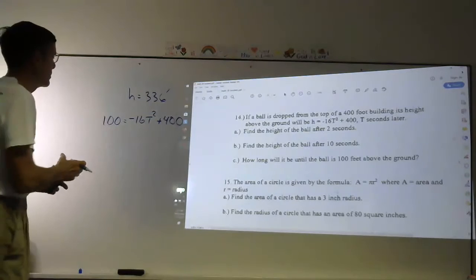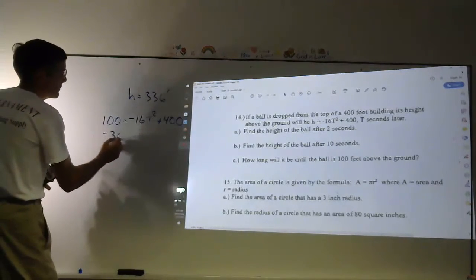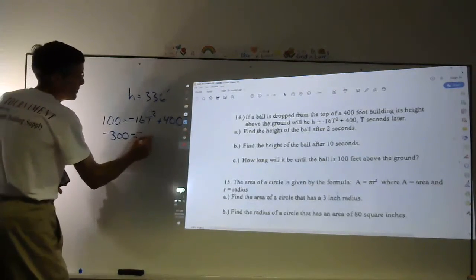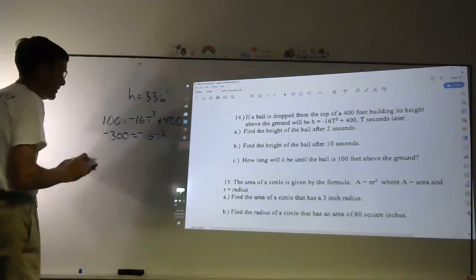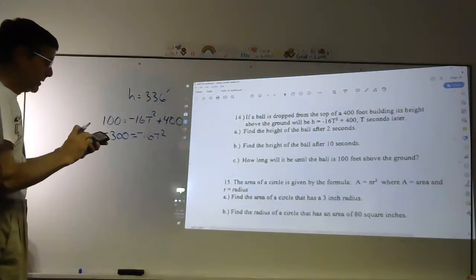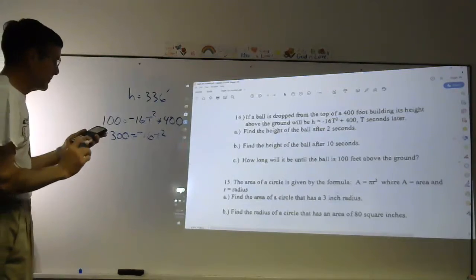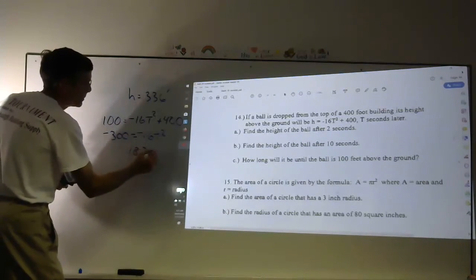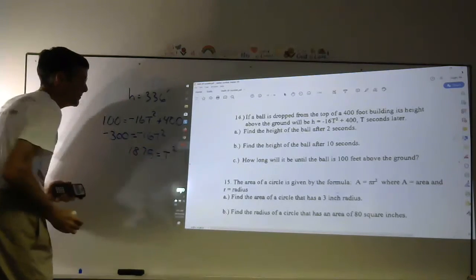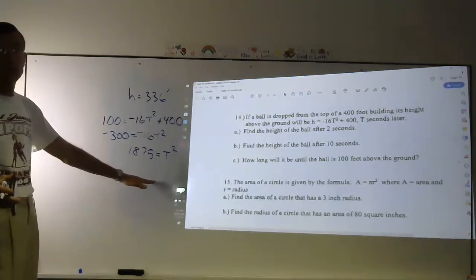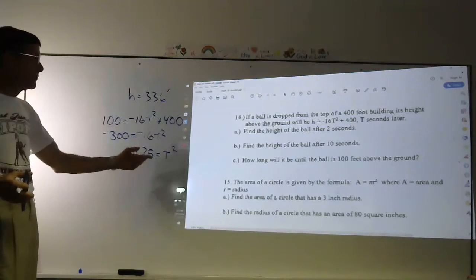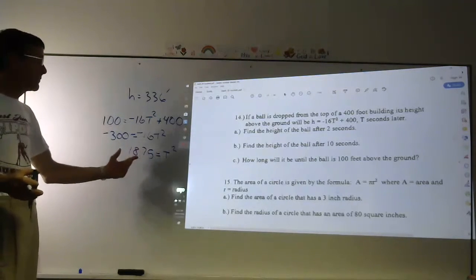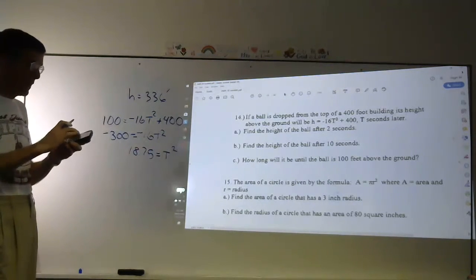Subtract 400 from both sides. This is a negative 300. It's a negative 16t squared. So divide 300 by 16. I get 18.75. The two negatives go to a positive. Is t squared. Now, we just got done doing a whole bunch of problems like this. Okay? So you'd want the positive or the negative square root of 18.75.